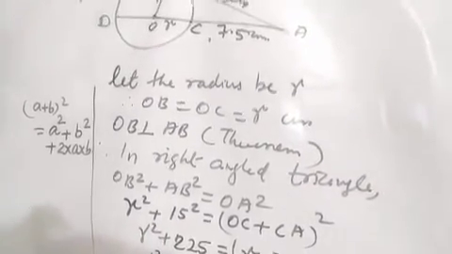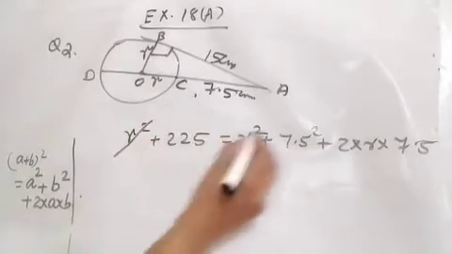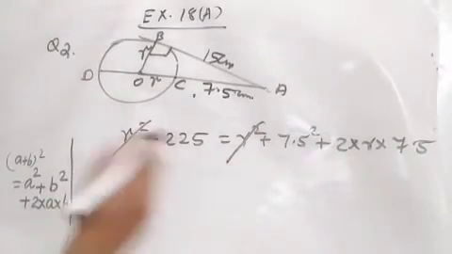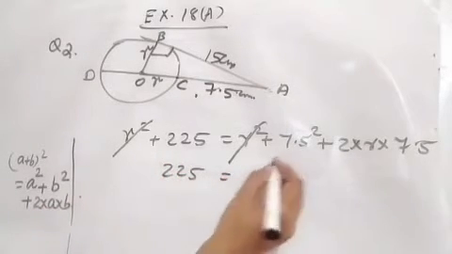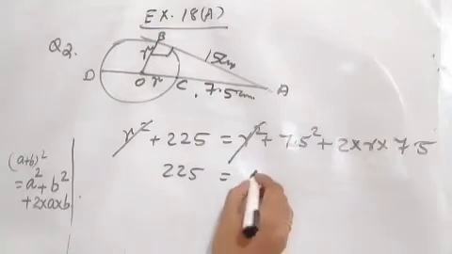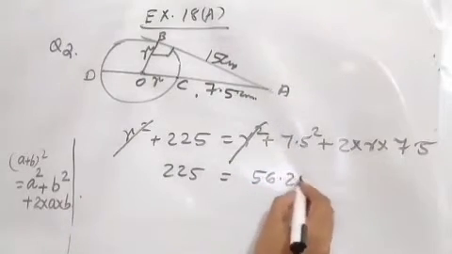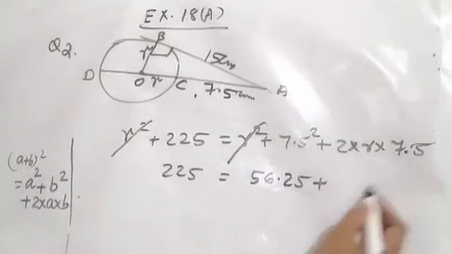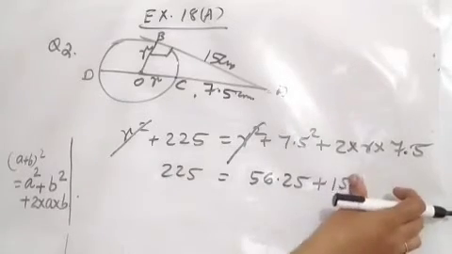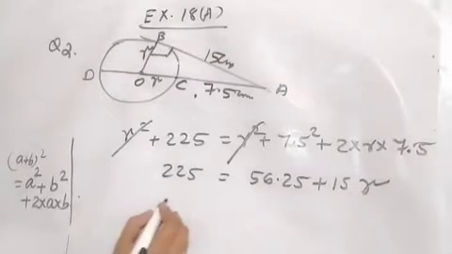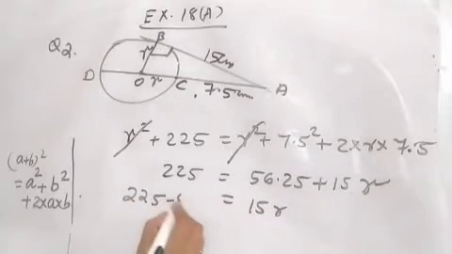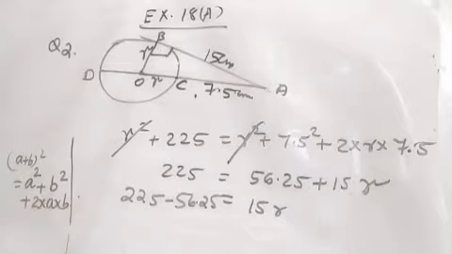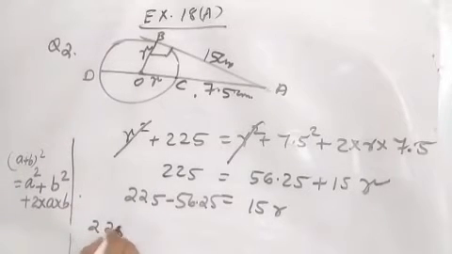We can cancel out R square from both sides. When we write r square to the left side, r square minus r square is 0. Then 225 equals 7.5 square, 56.25, plus 2 into 7.5, 15r. Now 15r equal 225 minus 56.25. Subtract 225.00, 56.25.